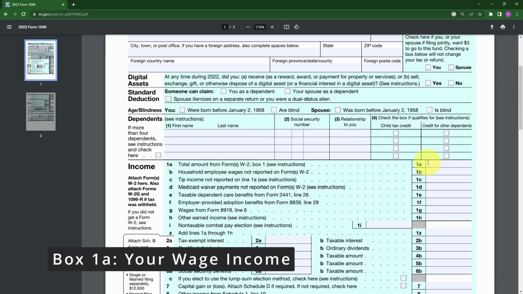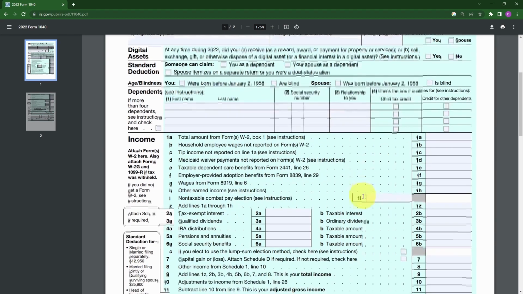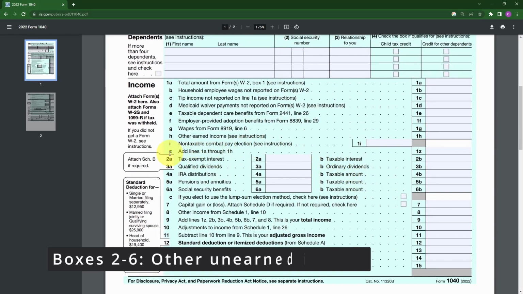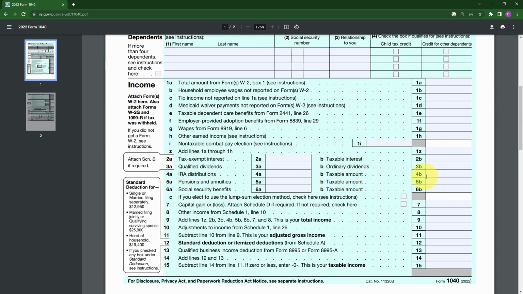Box 1A, list your wages. This is money that you earn from your jobs. The next big points are lines 2 through 6. These are basically other income sources that you have, unearned income. So these are dividends, interest, any type of retirement distributions are going to be listed here.